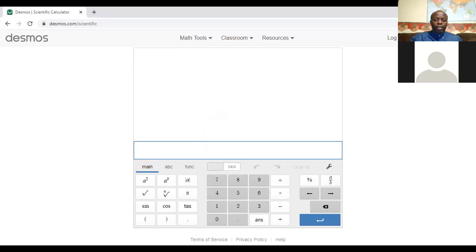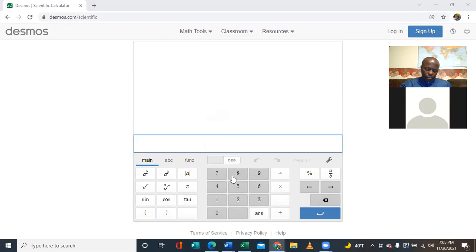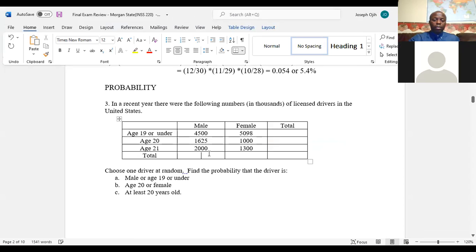My Desmos is a little bit slow, so I'm gonna refresh it. Okay, you can see it now. So I got 4,500 plus 1625, and then plus 2,000. That gives me 8125. So I'm gonna go here and put 8125. So I repeat the process for this one.